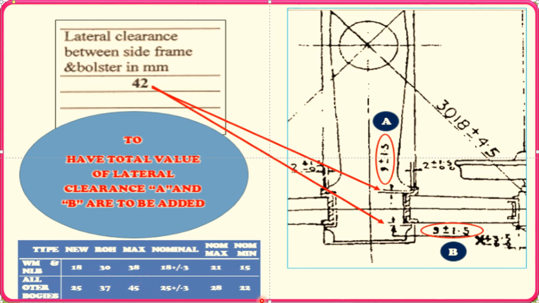So our aim is to see that the lateral clearance is not less than 15 and not more than 38 for WM and NLB trolleys. For all other trolleys except WM and Casnub NLB, this is 25 mm for new, the nominal being 25 plus minus 3, ranging from 18 mm to 22.